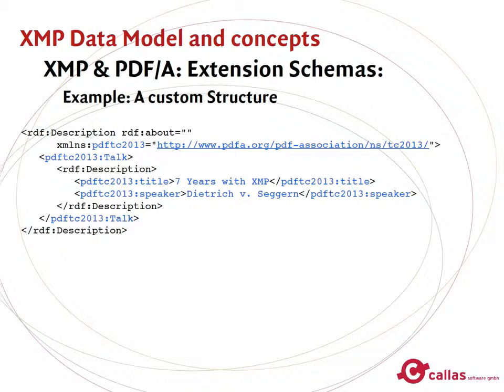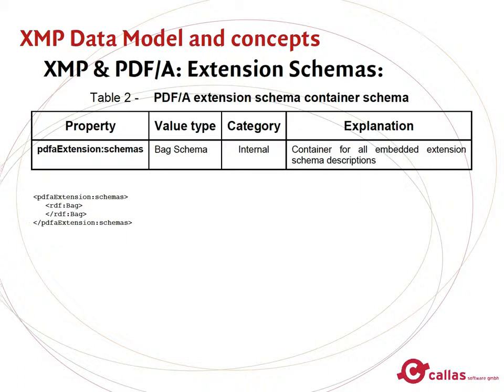It's a very special structure for this talk, because I wanted to embed metadata about the title of this presentation and the speaker. So the title, 7 years with XMP, and the speaker, Dietrich von Seggern, and I have created a namespace for it and a namespace prefix. Now I want to make a PDF/A file out of our presentation, and I don't want to lose our metadata, so that's a key point. So I need a PDF extension schema for that. Because there are no tools, I have to fire up the text editor and type it in.